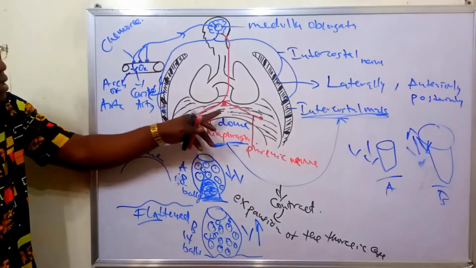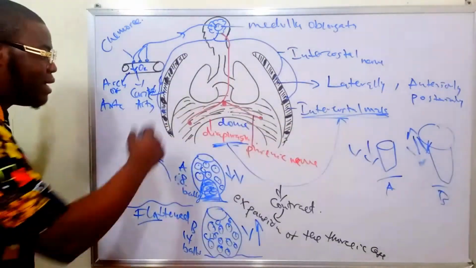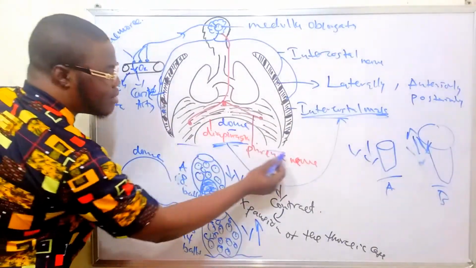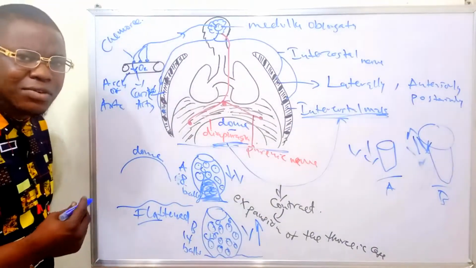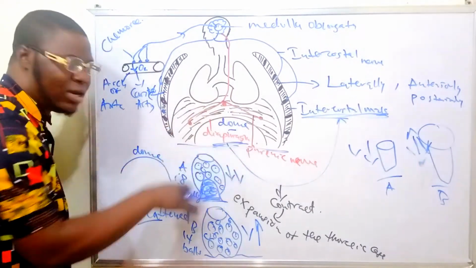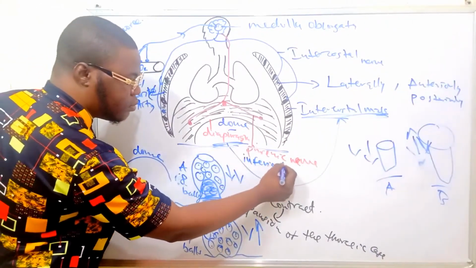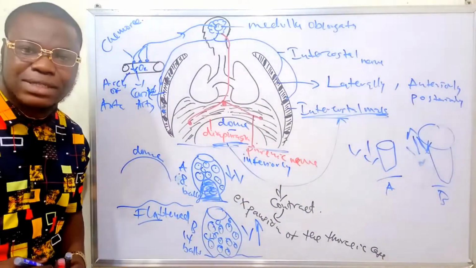Which means this diaphragm is going to respond to the message of what? The medulla oblongata. By what? By changing from its dome shape to what? To flat. And tell me, how does it increase the thoracic cage? It increases it downward. And downward means what? Inferiorly. As simple as that.